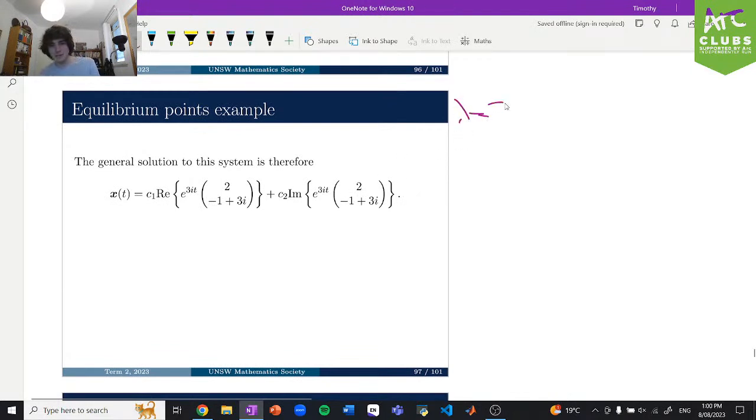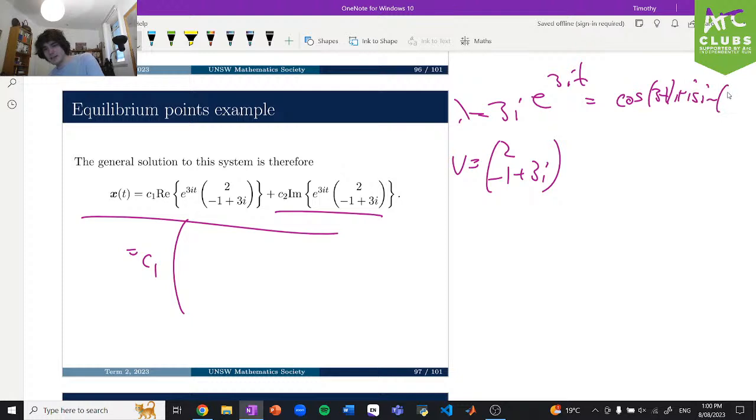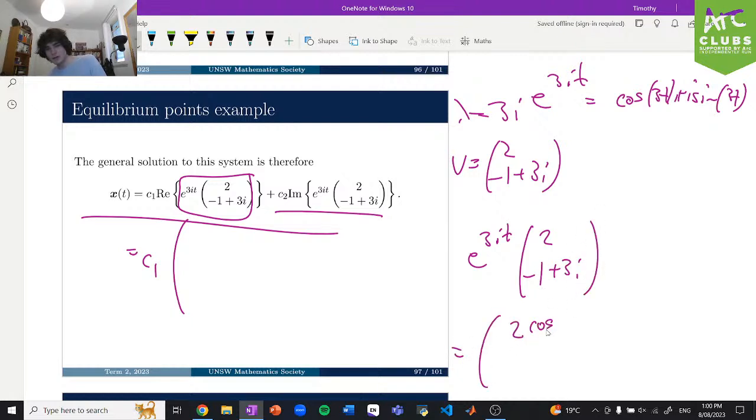So we have lambda equals 3i and we have v equals (2, minus 1 plus 3i). We can write the general solution as c1 times the real part of e to the lambda t times our vector, and then plus c2 times the imaginary part of all of that multiplied together, which is really cool. The way we're actually going to expand this is using Euler's formula. So c1 times, converting e to the 3it, is equal to cos of 3t plus i times sine of 3t. That will then give us e to the 3it times (2, minus 1 plus 3i) is instead equal to 2 cos of 3t.